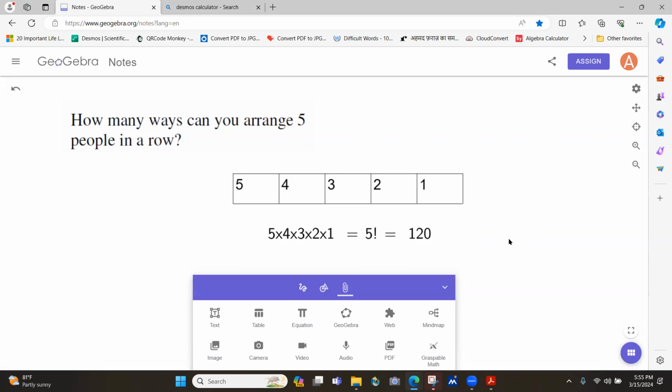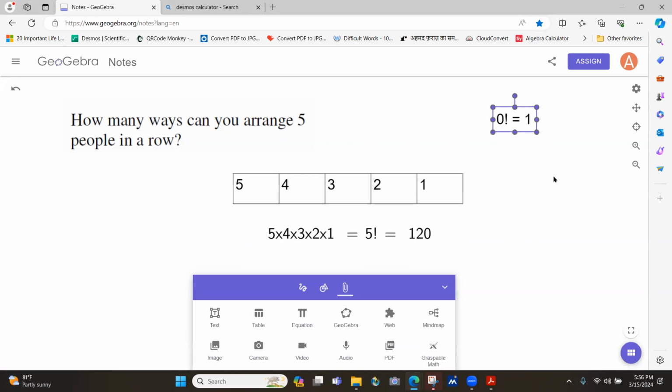50 factorial would mean 50 times 49 times 48 times 47, all the way down to 1. Okay? 1 factorial is 1. And this is going to throw you guys off a little bit, but might as well mention it. 0 factorial is not 0, it's 1.